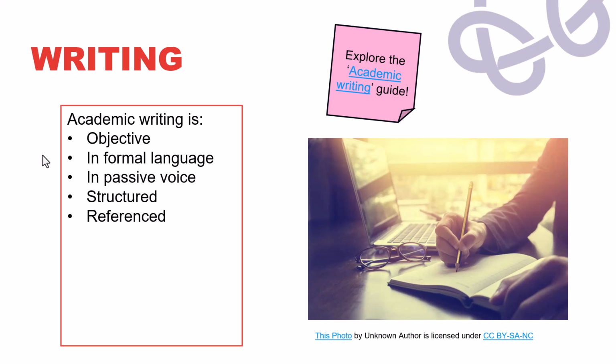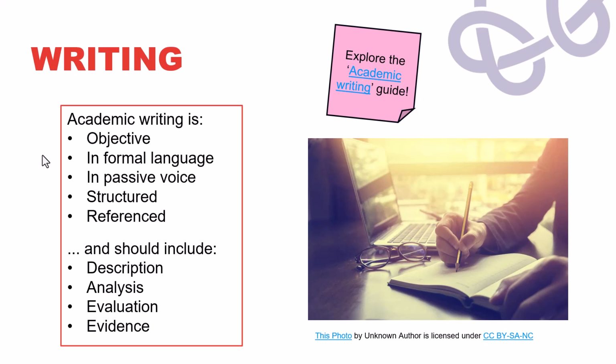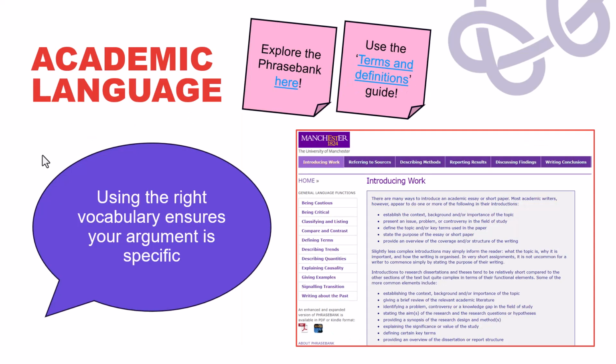Always remember as well that your writing should include description, analysis, evaluation, and should bring in a range of evidence synthesized together. Explore our academic writing guide for more information. Now, the language you're using is important as well, the vocabulary that you're selecting. Academic language can feel a little bit intimidating if you're not used to it. What's important here, though, is that you use the technical terms, the language that's related to your subject, the vocabulary that your lecturers are teaching you.